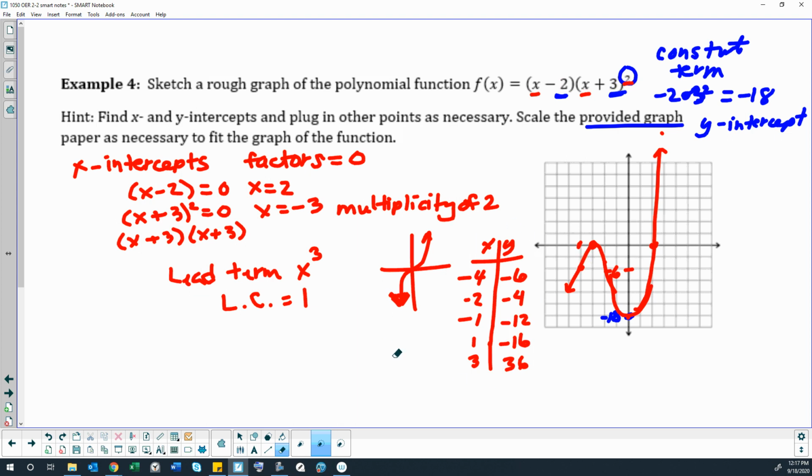Now, how did I choose the numbers that I put in for x? How did I choose these right here again? Why did I skip 0? Why did I skip negative 3? Why did I skip positive 2? I skipped those particular numbers because I already had the points at those numbers. I already had the point at negative 3 and the point at 0 and the point at positive 2. I was trying to fill in some gaps. So choose x values to fill in the graph.